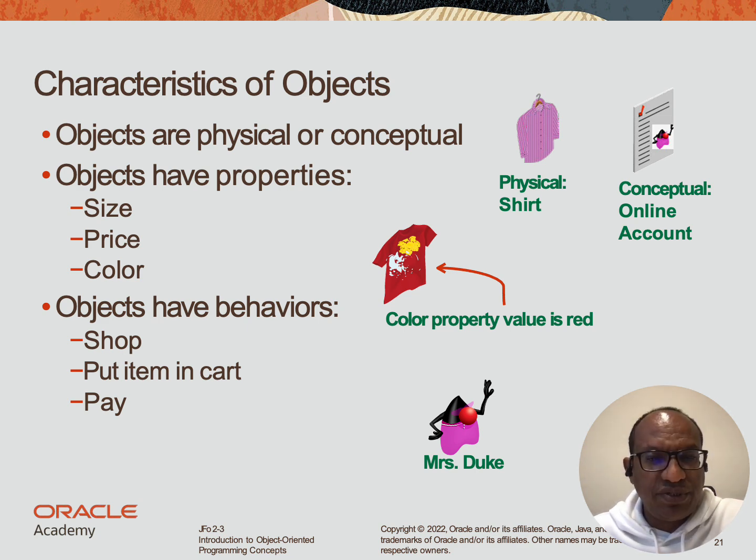Objects have properties or attributes such as size, name, and shape that represent the state of the object. For example, a person has a name, Mrs. Duke, and an object might have a color property. The value of all of an object's properties is often referred to as the object's current state. An object might have a color property with a value of red and a size property with a value of large. Objects also have behaviors, such as things they can do, such as, in our example, shop, put an item in the cart, and purchase.